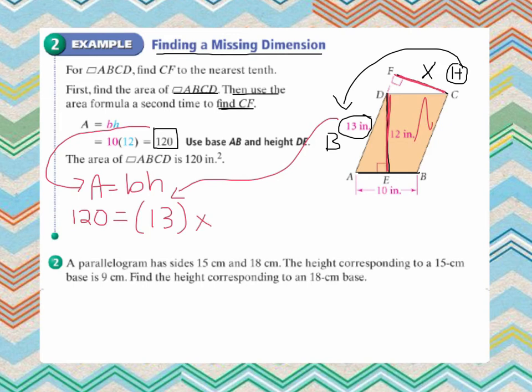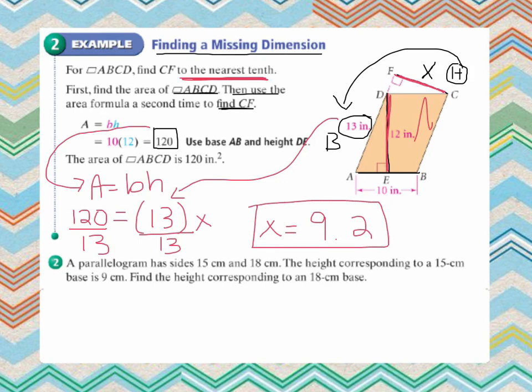Then I can use my calculator or some basic division and figure out what X is. Divide both sides by 13. So 120 divided by 13 is, and it says rounded to the nearest tenth. See how I always notice that? Because I know I have a decimal answer. It should be 9.2. So X would be 9.2, or CF would be 9.2.